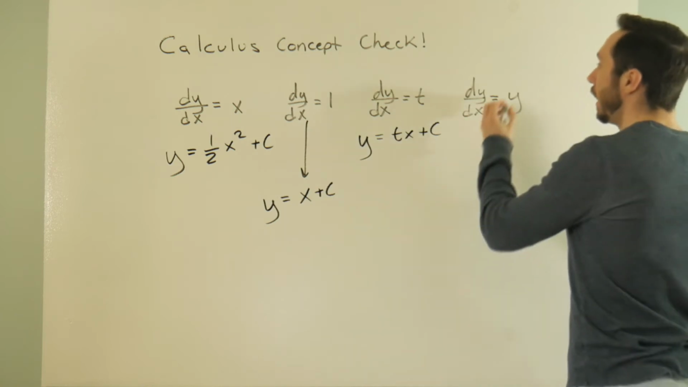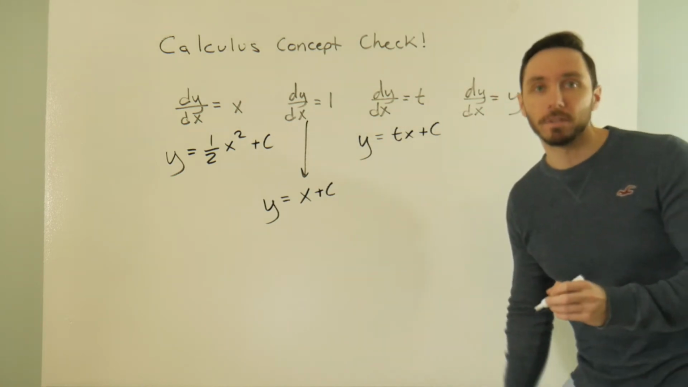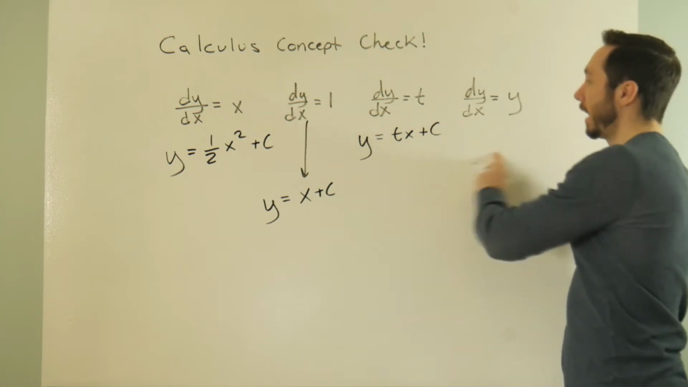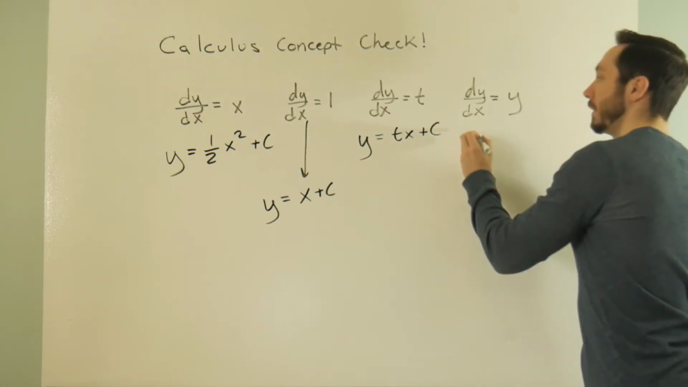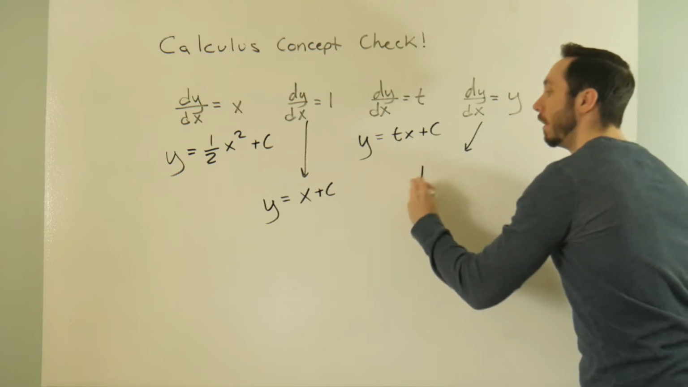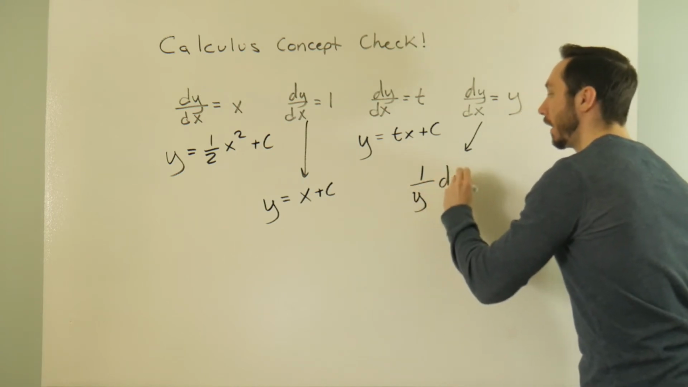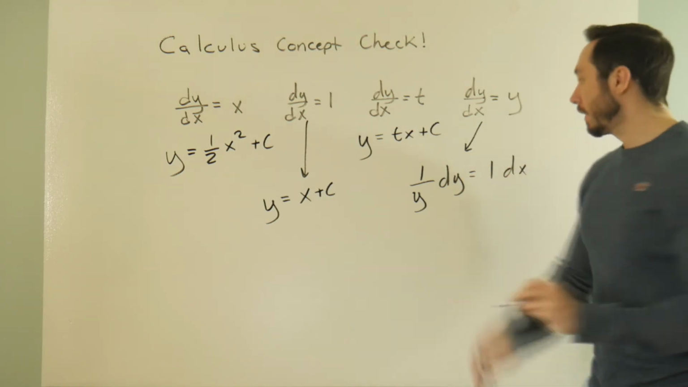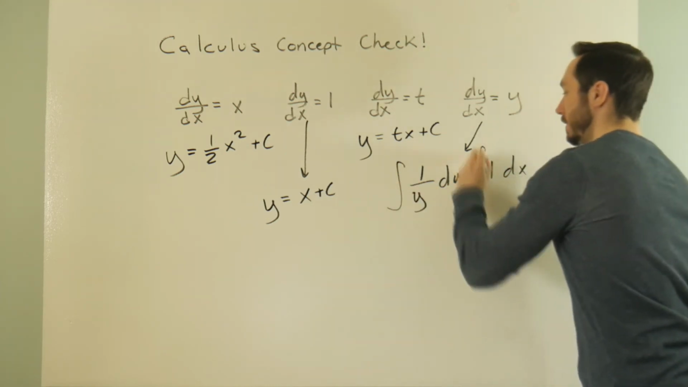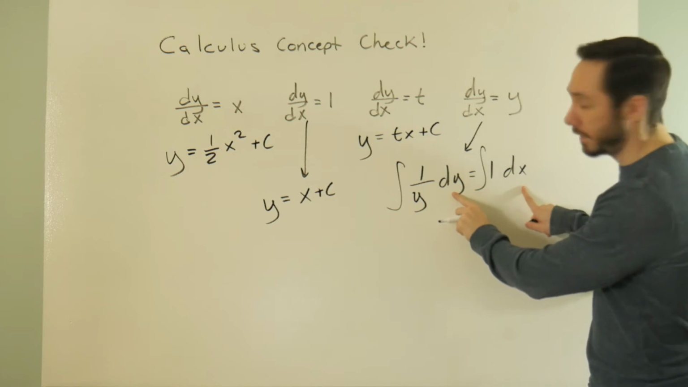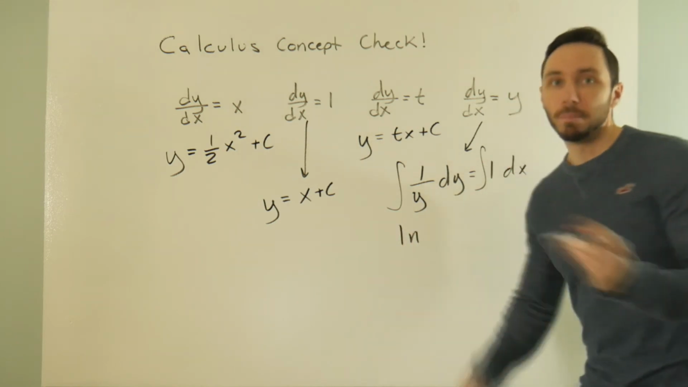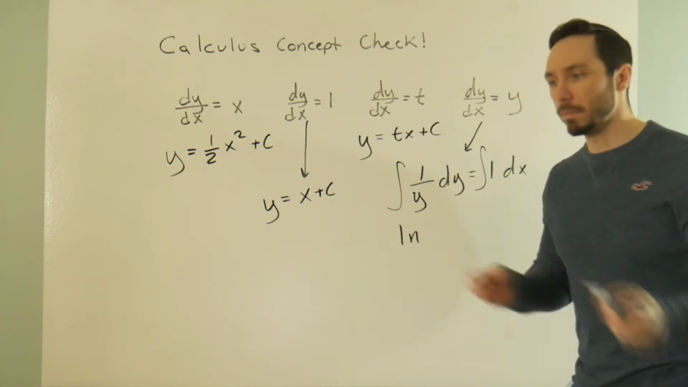But anyway, what we would do is we would perform a process called separation of variables. So if I move this y over to the left, and I move this dx over to the right, we would get 1 over y dy is equal to 1 dx. If I integrate both sides with respect to the variable we see present in the differential, we end up getting natural log y here. And some people put an absolute value, some people say don't put an absolute value.